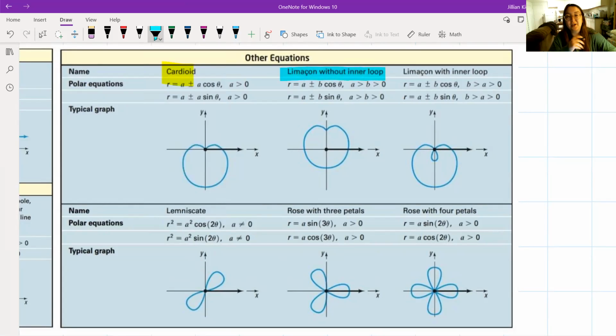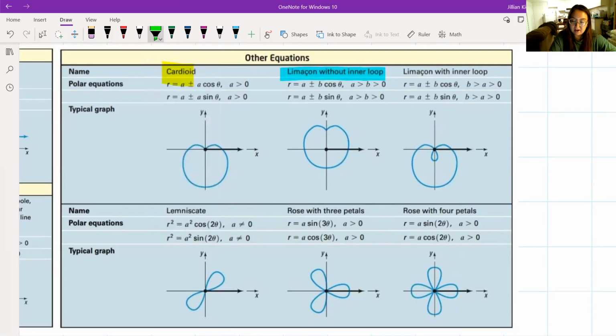Then, and I'm going to try and say this right, limaçon without inner loop, so it's French. It looks like a cardioid. It is just centered at the origin now instead of the dimple being at the origin. So we've shifted it a little bit, but in this case, it will look like r is equal to a plus or minus b times sine or cosine of theta, where in this case, a is greater than b, but b is still positive, greater than 0.